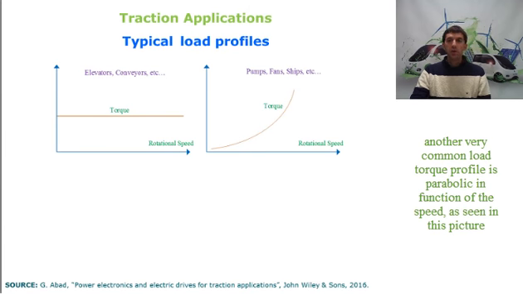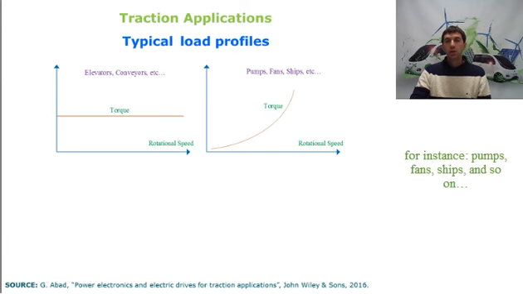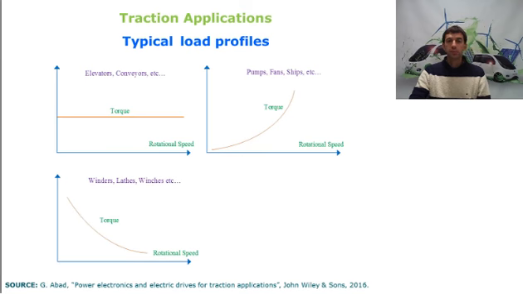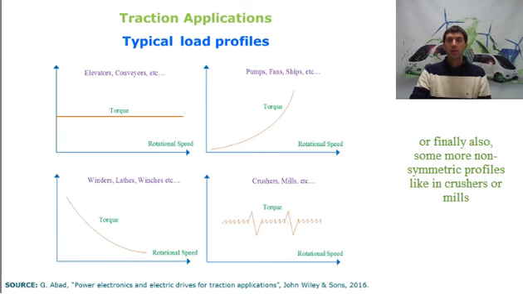Another very common load torque profile is a parabolic function of the speed, as seen in this picture. For instance, pumps, fans, ships, and so on. There we can also find hyperbolic profiles, like in winders or ladders, or finally also some more non-symmetric profiles, like in crushers or mills.